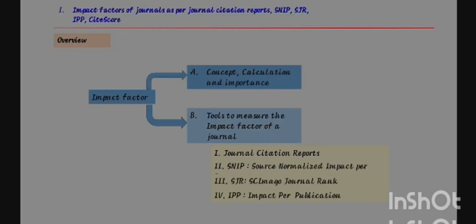Hi friends, today we will understand different research metrics. For that we need to know about the impact factor of a journal and different metrics like H-index, G-index, I10 index, altmetrics. For the impact factor, we need to know its calculation, its importance and different tools to measure it.